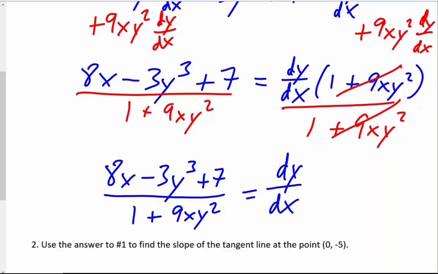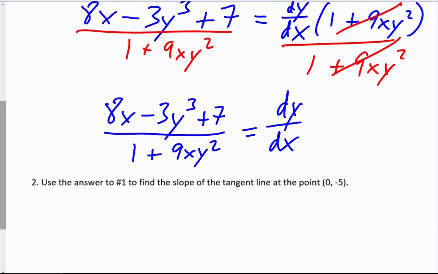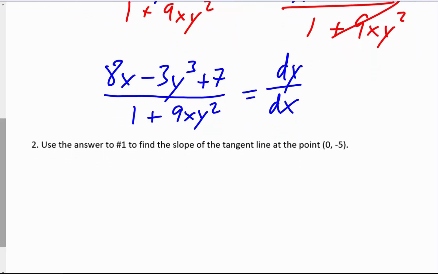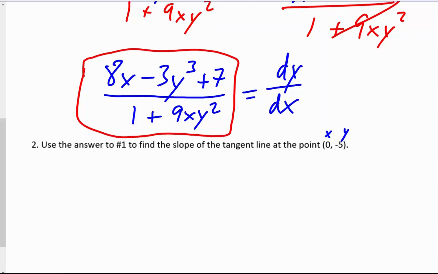Okay, so to follow that up, number 2 says use answer to number 1 to find the slope of the tangent line at the point 0, -5. Well, dy dx is your slope of the tangent line. Remember, derivative is equal to the slope of the tangent line, right? Derivative is slope. So we're going to plug in 0 for x and -5 for y into our equation here. Right, so everywhere there's an x, we plug in the 0. Everywhere there's a y, we plug in -5.